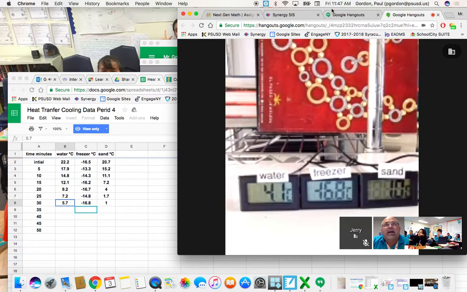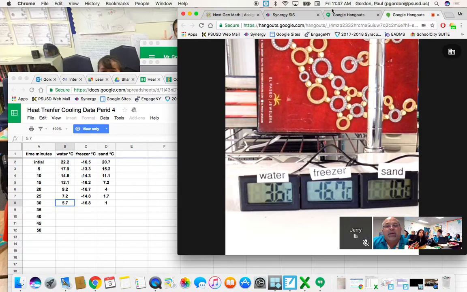Sand or water? Look at the data and see if the data matches her statement. So when we look at where we started with water, it was 22.2 degrees Celsius. Where we are currently is this right here. And after 30 minutes, it's now down to 5.7 degrees Celsius.